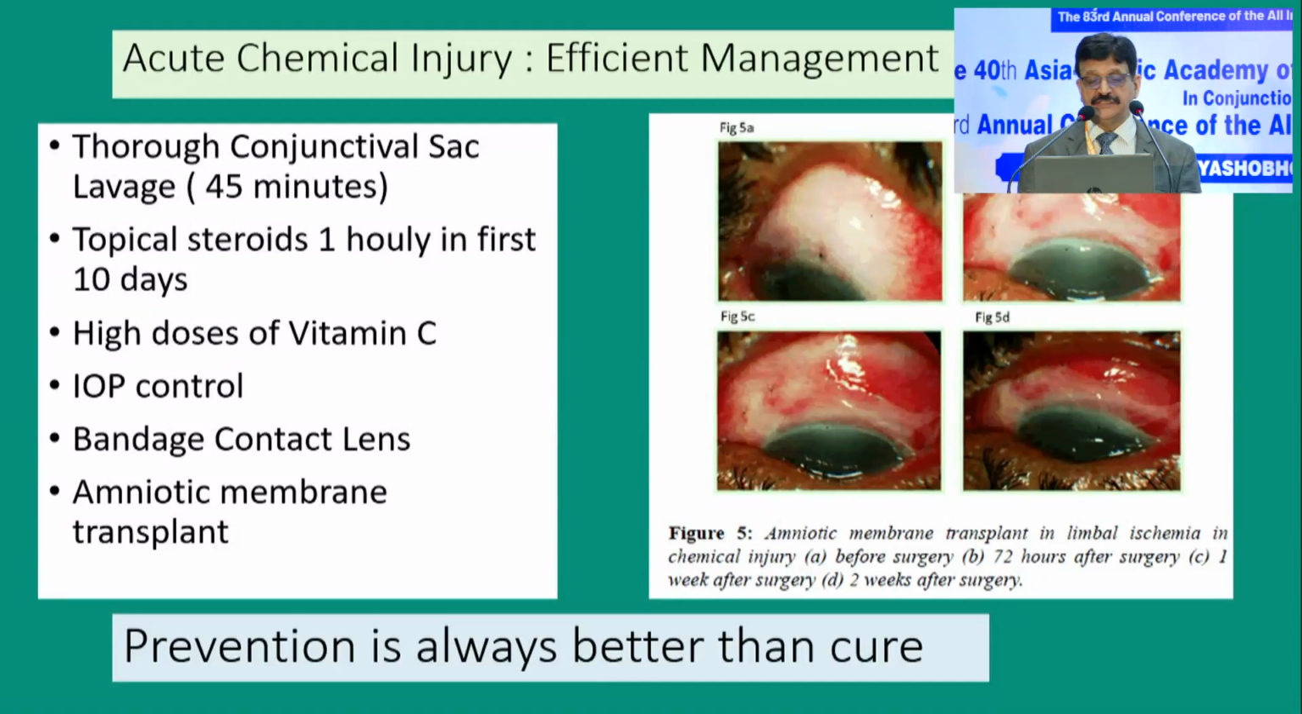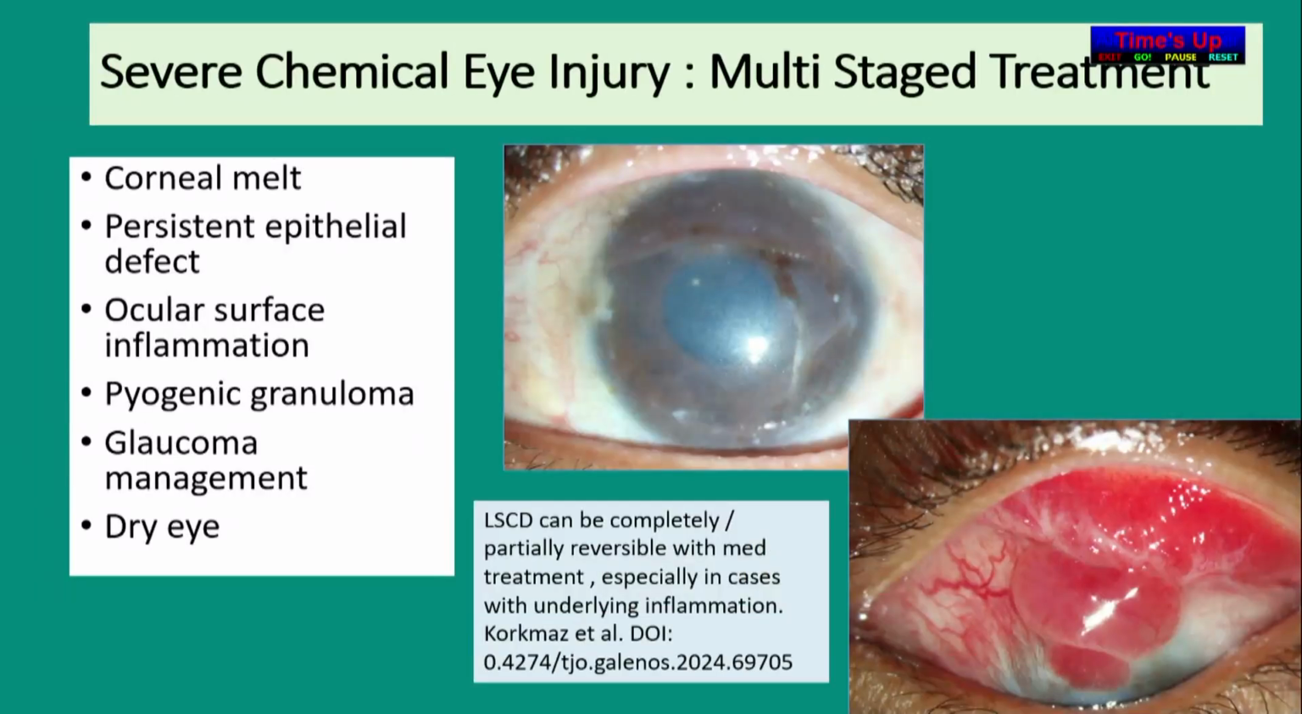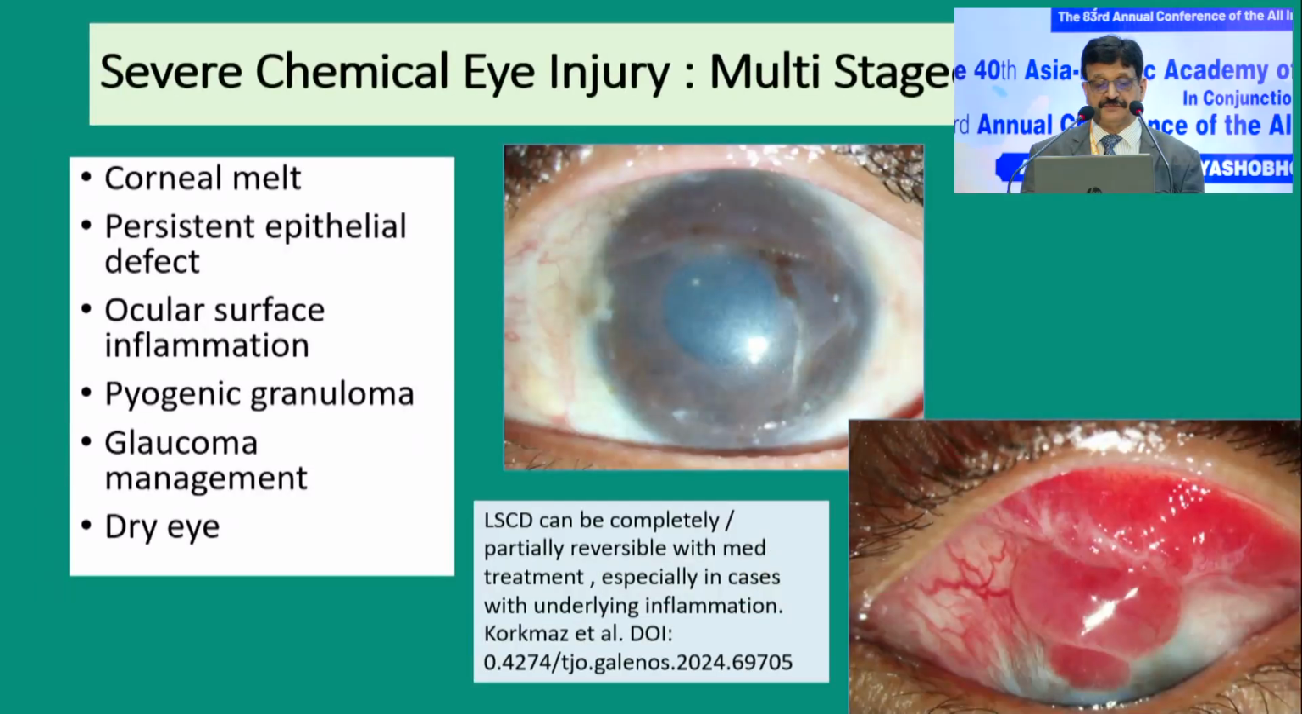Acute chemical injury needs very efficient management, and if you treat the patient efficiently in the acute stage, we are going to get less severe limbal stem cell deficiency, or limbal stem cell deficiency may not appear at all. I must say here that the extent of limbal ischemia determines the extent of limbal stem cell deficiency also. So this area is very important because prevention is always better than cure. In severe chemical eye injuries, a multi-stage treatment is required.